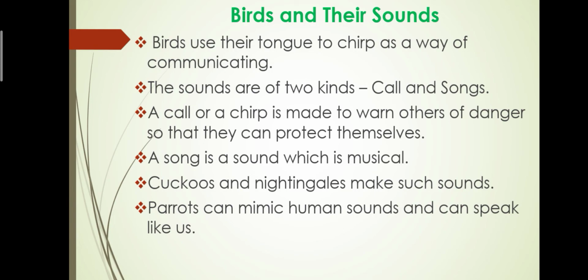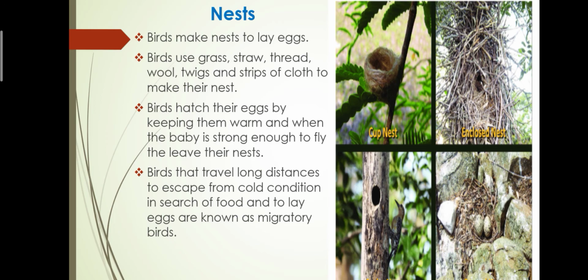Now the nest. Birds make nests to lay eggs. In this picture you are able to see the different types of nests. Different birds make different nests. Birds use straw, thread, wool, twigs and strips of cloth to make their nest. In this picture you are able to see the bird has made the nest with the help of straw and grasses.